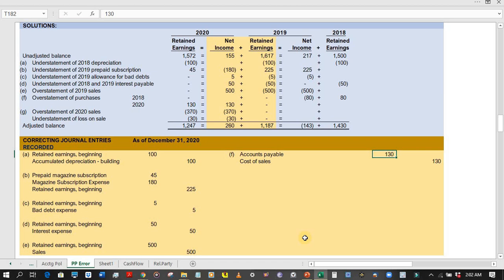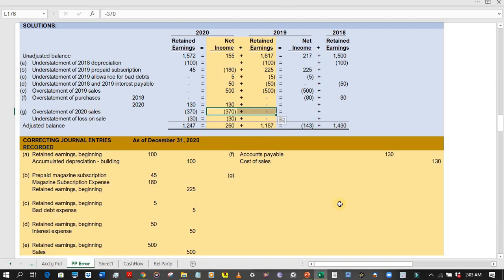Then letter G, the last journal entry. So this is the overstatement of 2020 sales. So in these two columns, only the net income has an adjustment. So that is a negative 370 pesos. And again, what is the nominal account to be used that is related to sales?